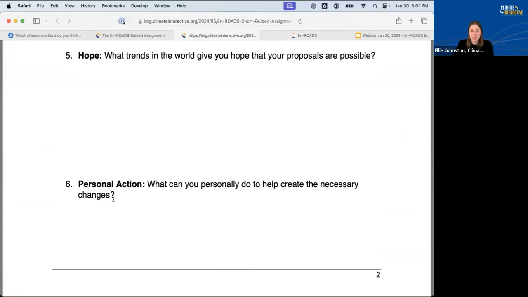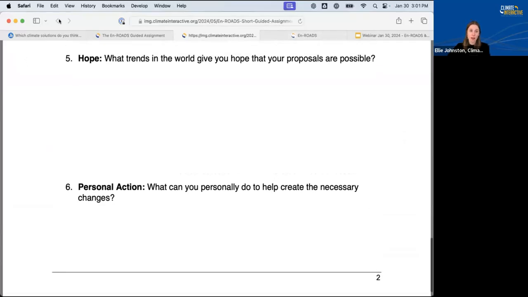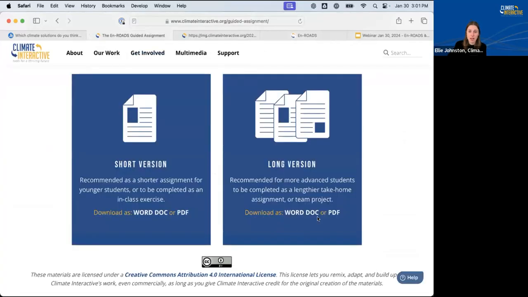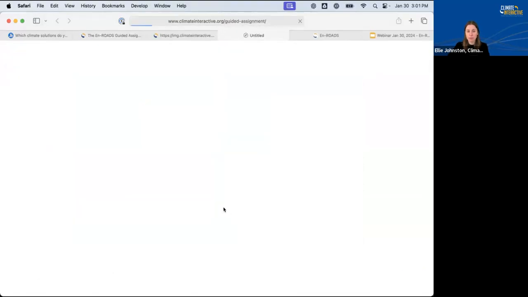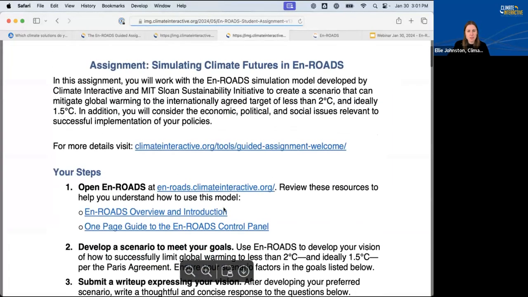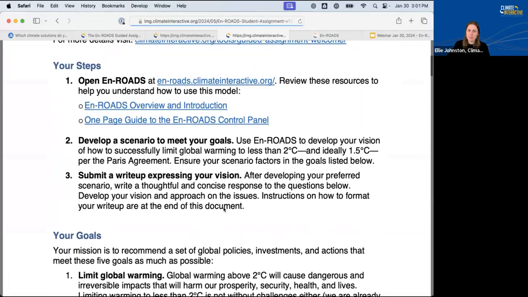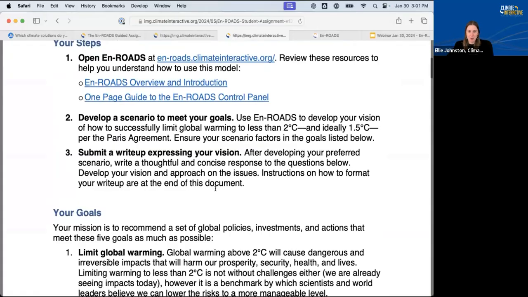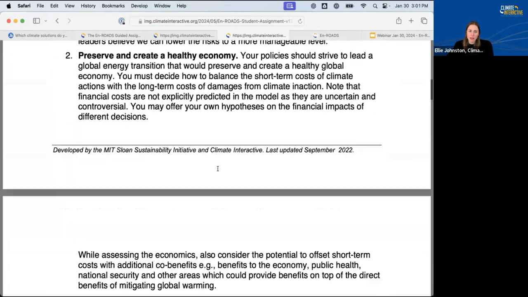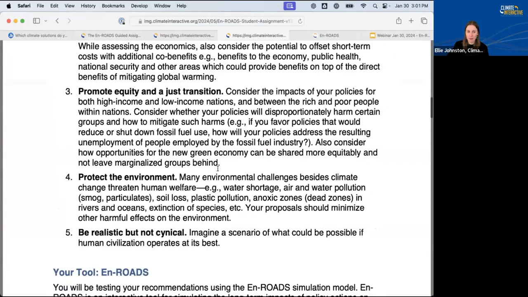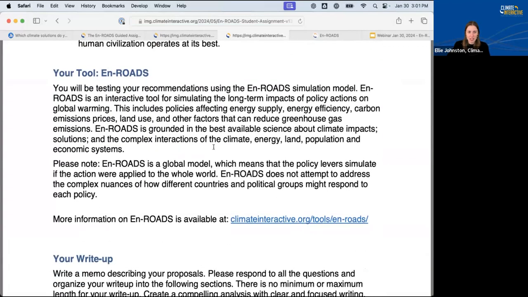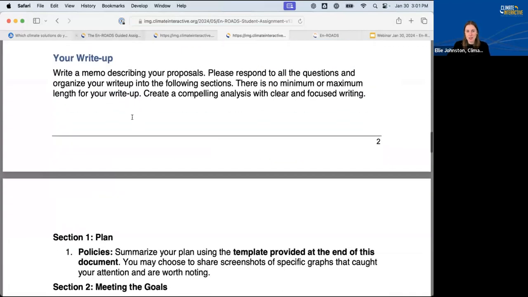You can cut it back and simplify it further if you would like, or there's the other version of the En-ROADS guided assignment here, this longer version. I believe it was originally written for graduate level students, but it's totally accessible to non-graduate students. So don't let that stop you. We've worked to make it approachable, but you will find it to be a little more involved, requiring a little bit more reading, and asking participants to do a write-up.